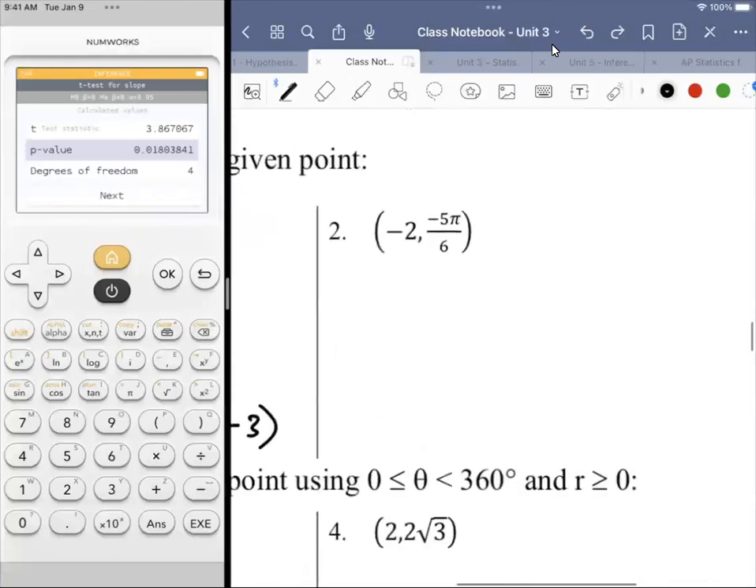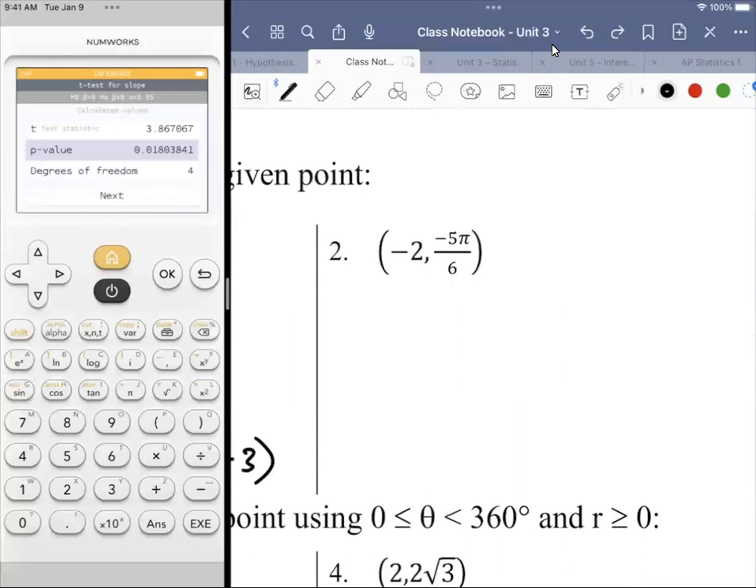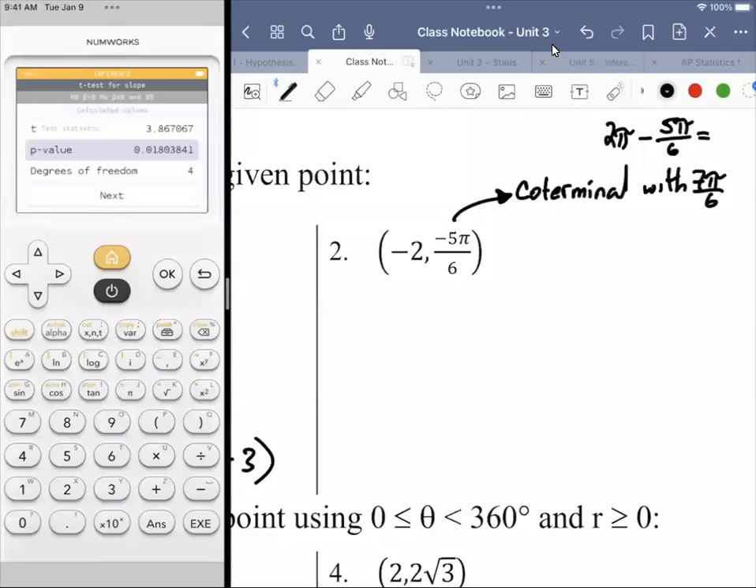Number two, now I'll plot it first on that grid down below. Negative 5 pi over 6, that's coterminal with 7 pi over 6. All you do to get that is you take 2 pi and subtract from it 5 pi over 6. Same idea as taking negative 5 pi over 6 and adding to it 2 pi, either way. But it gives you a coterminal. So this is the same as plotting negative 2 comma 7 pi over 6.